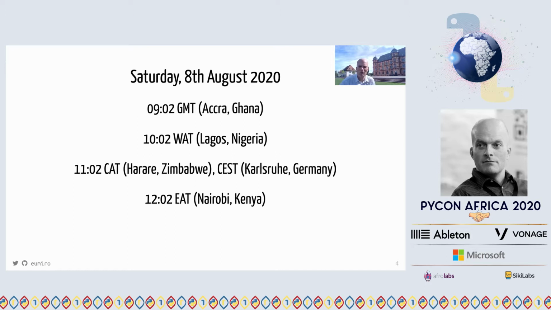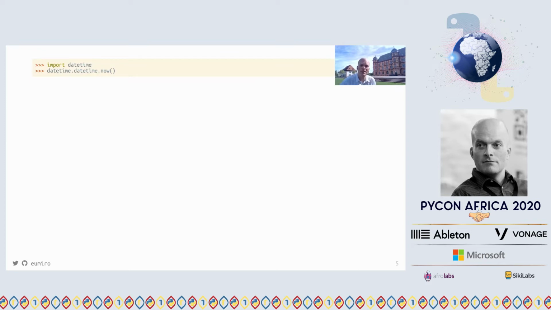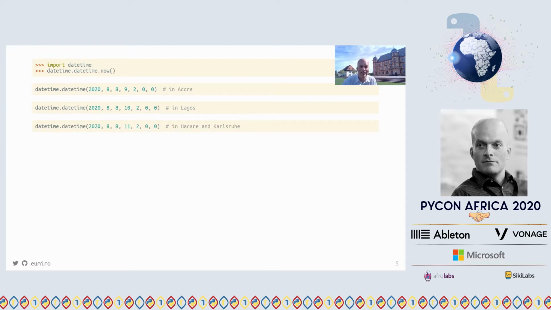So how can we check what the current time is? In Python, if you import the standard library's module datetime, you ask for datetime.now, and then you will get this datetime object that has all the information, but it looks like this if you started in Accra. It looks like this if you started in Lagos. In Harare and Karlsruhe it looks like this, and in Nairobi it looks like this.